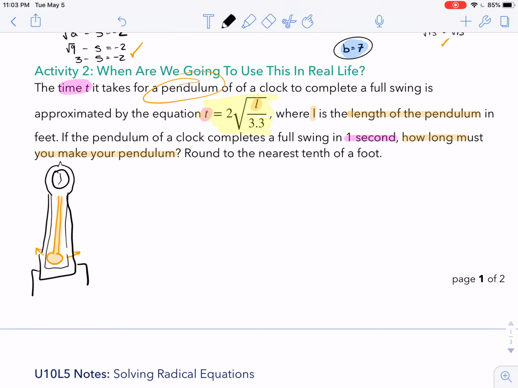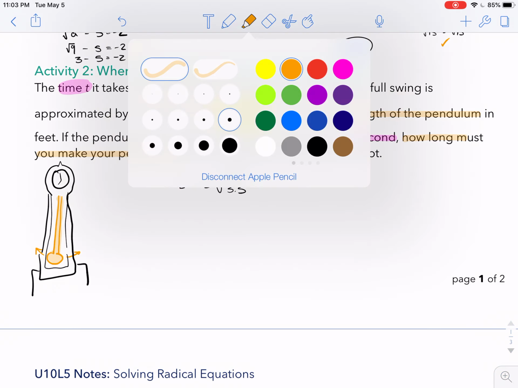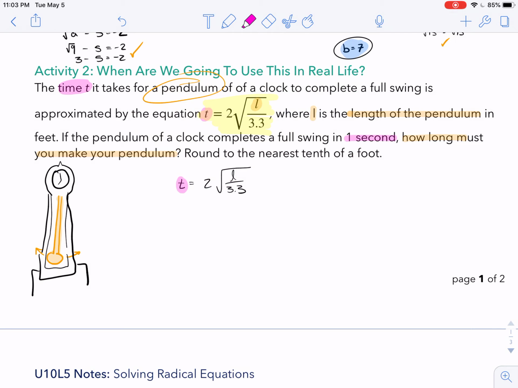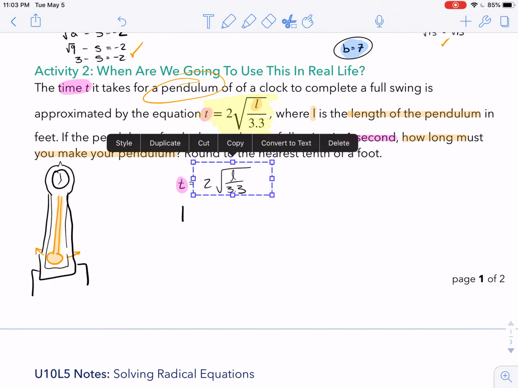Okay, so we start with our expression t equals 2 times the square root of L over 3.3. And we know that t, our time, is 1 second. So we can plug that in. So we know that 1 equals this whole expression.